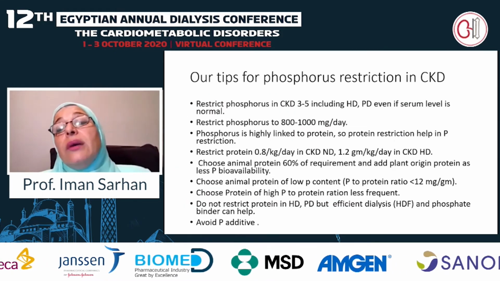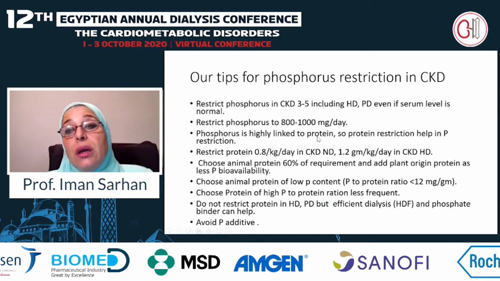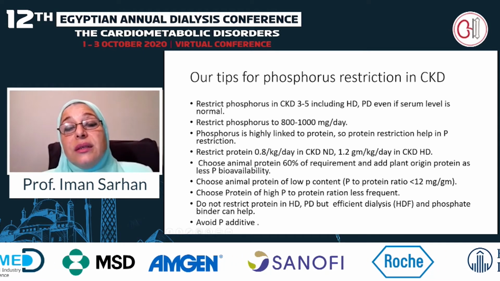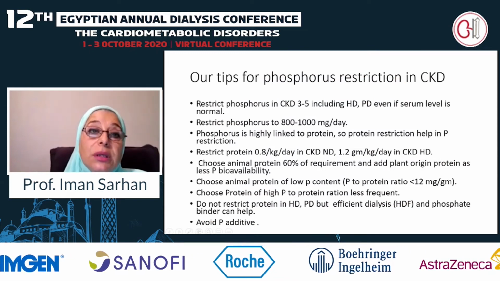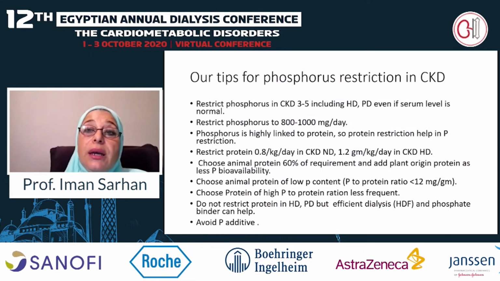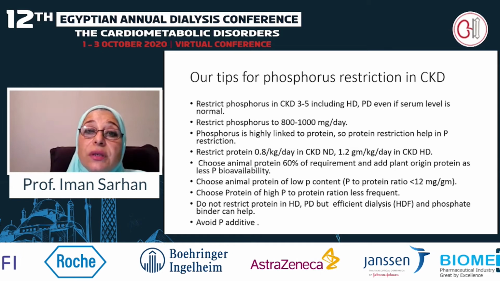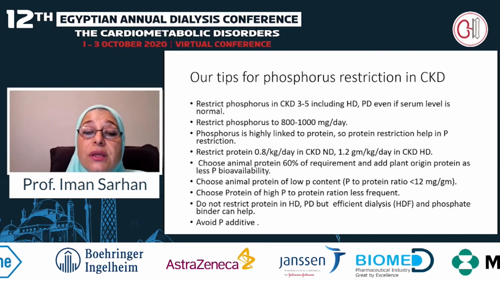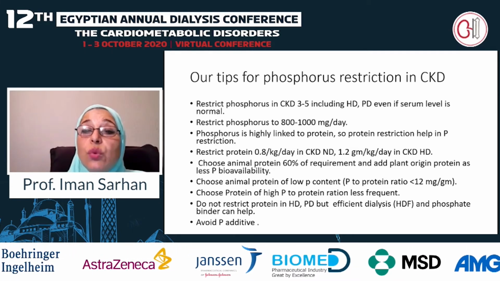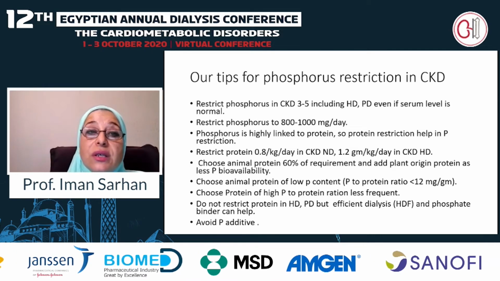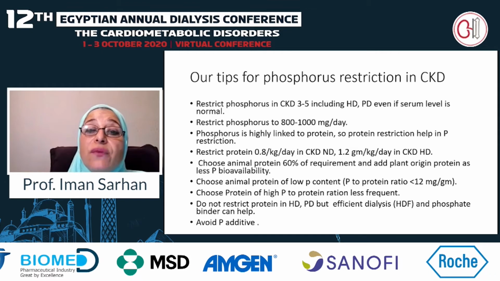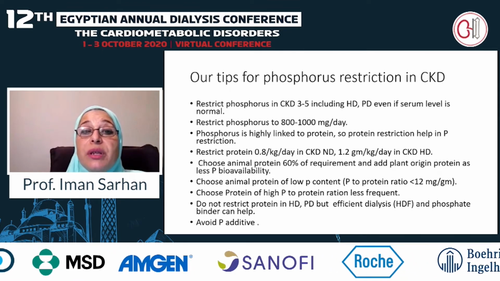طيب وصلت لاخر نقطه في المحاضره، التيك اواي اللي عايزين نوصل لها بعد المحاضره دي، ان بنحاول نبدا ريستريكشن للفوسفورس في chronic kidney disease stage 3 ل 5 including الهيمو dialysis والبريتونيال dialysis لو كان even السيرم فوسفورس is normal. الريستريكشن بتاع الفوسفورس هيبقى من 800 ل 1000 مللي جرام بر داي.